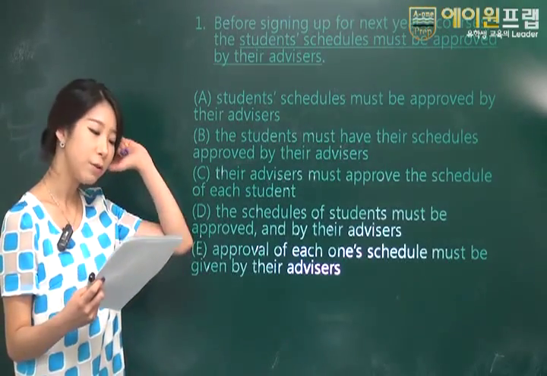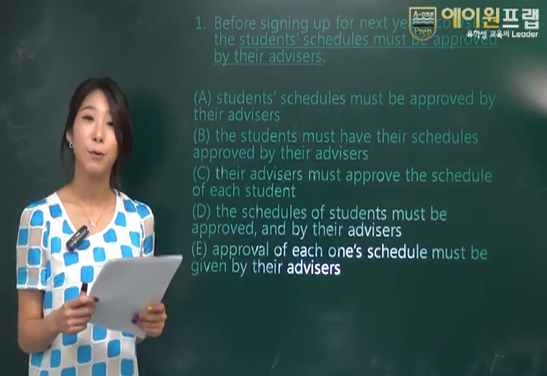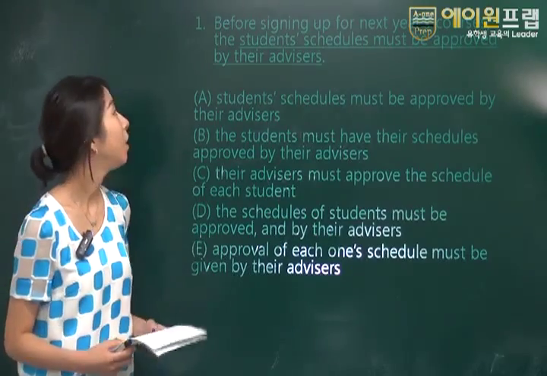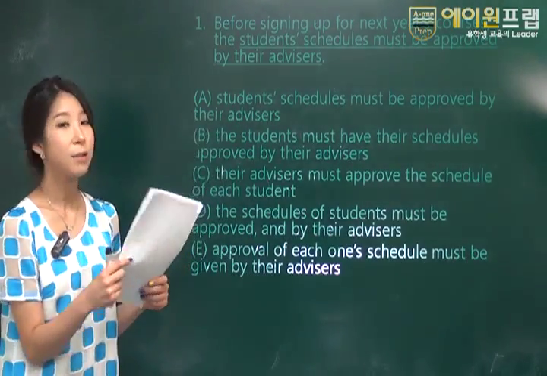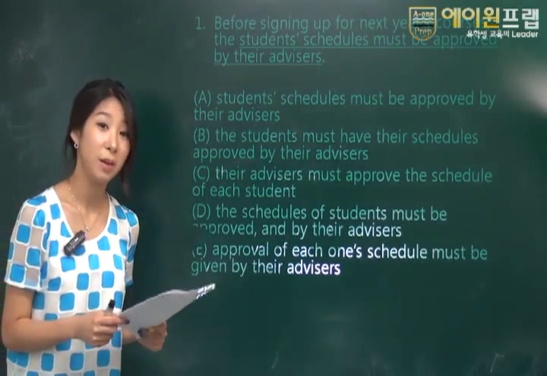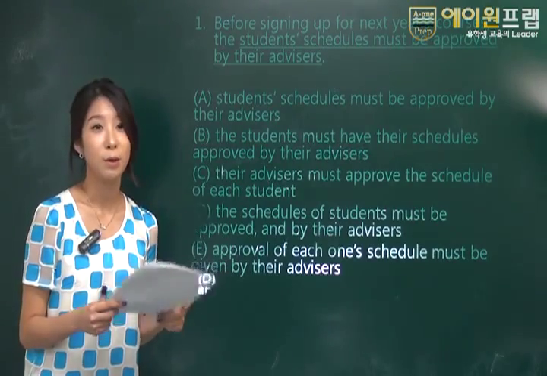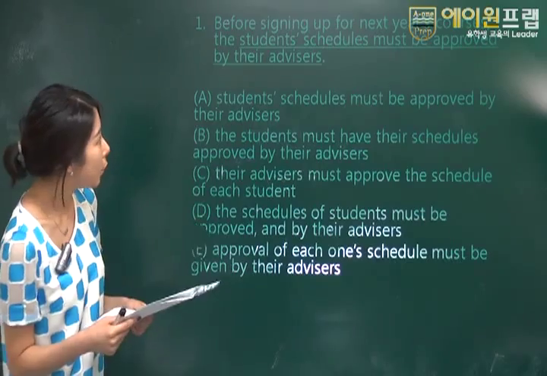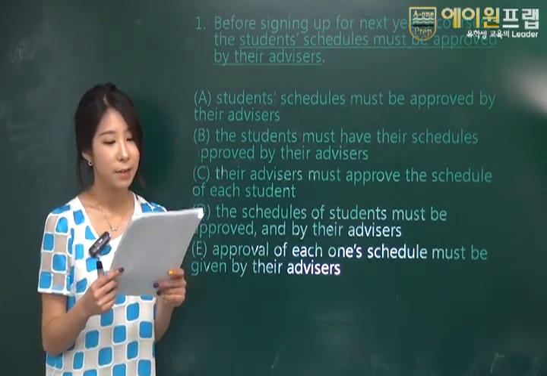And sample questions, I have 14 questions prepared, and I'm sorry that it's 14 instead of 10 or 15 questions, but that's how it happened to be. And number one, pay extra attention to the modifier this time again, and in this case the modifier will be an adverbial clause in most cases. So number one, before signing up for next year's courses, the student's schedule must be approved by their advisors.